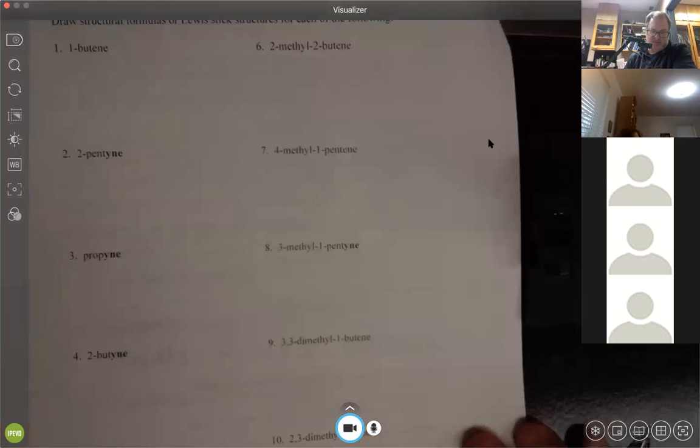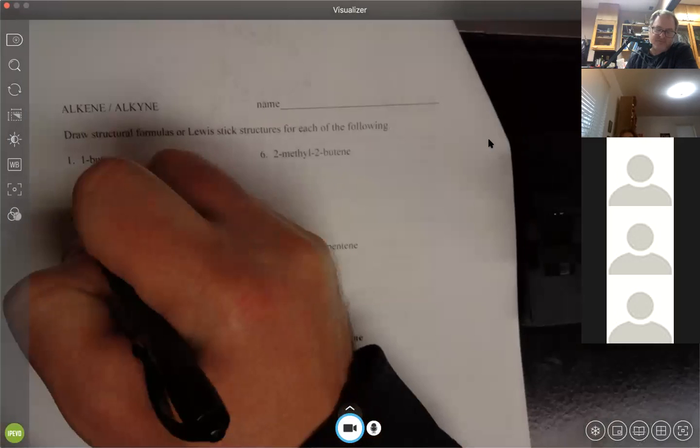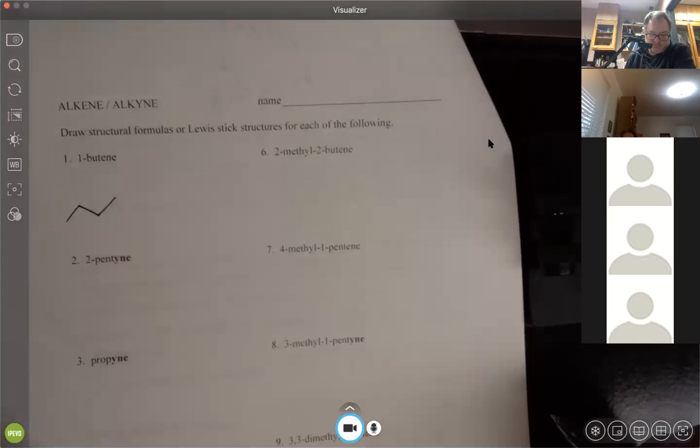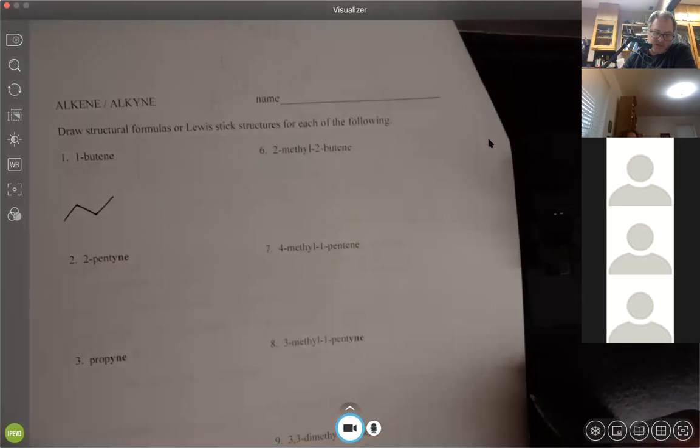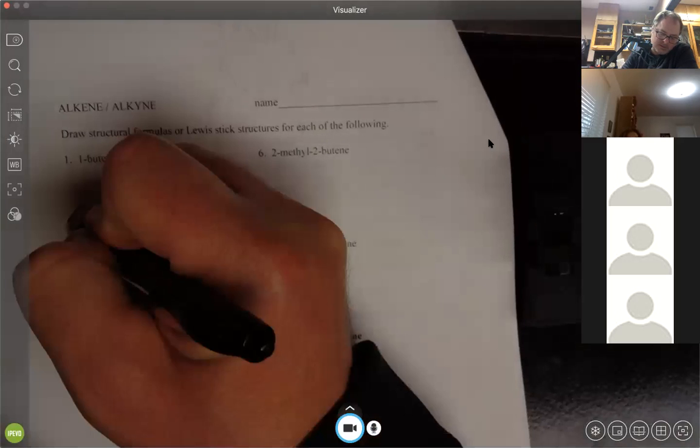So let's draw these. Butene. 1, 2, 3, 4. Between the 1 and the 2 is an ene. So that is a double bond.